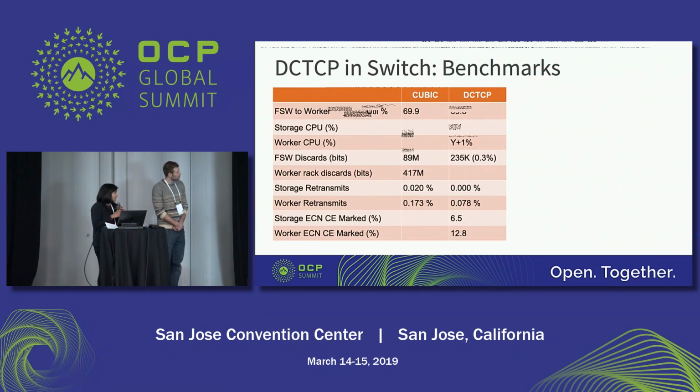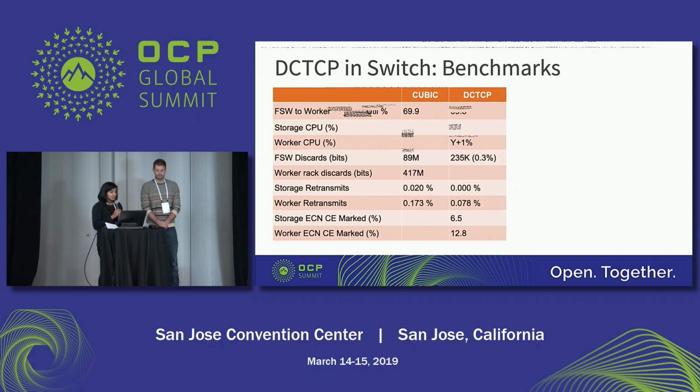The results of his tests are shown here. Some of the numbers are not shown, so I'll explain what's going on. The first row is the fabric switch to worker average link utilization. In Cubic, it's 69.9, and in DCTCP, it's 69.8. So link utilization is the same across both the Cubic case and the DCTCP case. And that's important because even though it's below 100%, you still have cases of congestion and discards because of the burstiness of the traffic patterns.